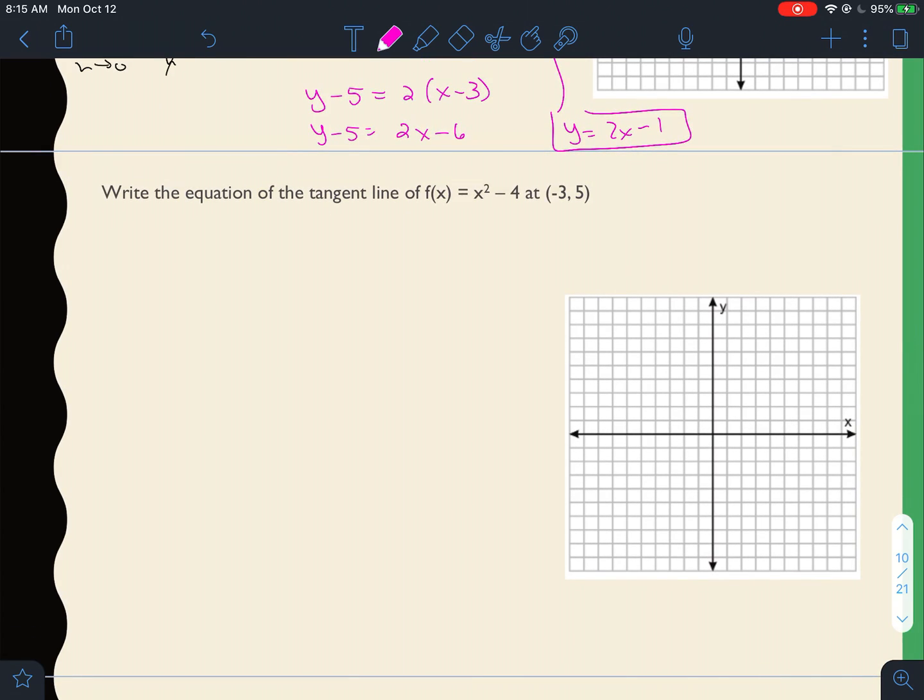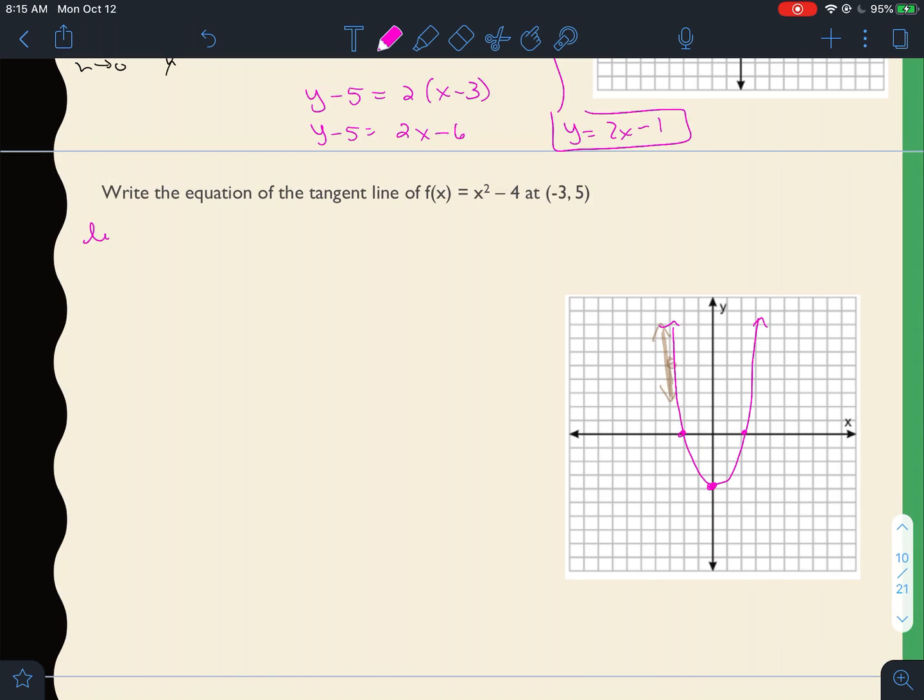Write the equation of the tangent line for f of x equals x squared minus 4 at the point negative 3, 5. So this would be a happy parabola, 4 down. It has x-intercepts at 2 and negative 2. So this would be my happy parabola. And then I want to find the equation of the tangent line at negative 3, 5. So I want to know what the equation for that tangent line would be.